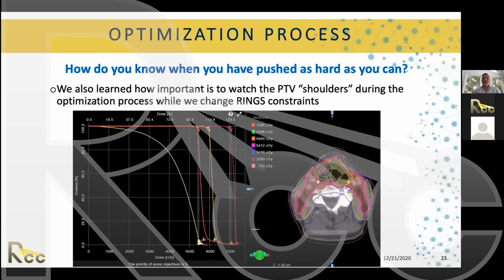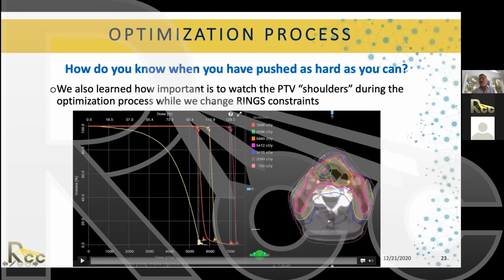So we also learned in topic 17 how important it is to watch the PTV shoulders during the optimization while you change the ring constraint. Remember, the rings are these structures around the PTV just to control the isodose. This is how nice these 50% isodose lines look, just to control the doses outside the PTV.